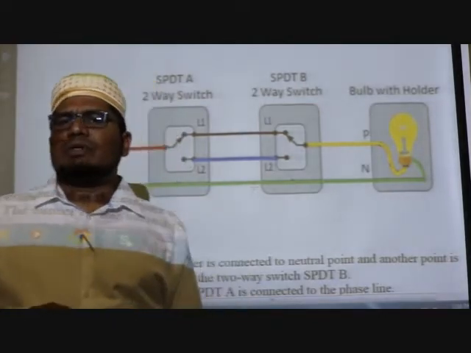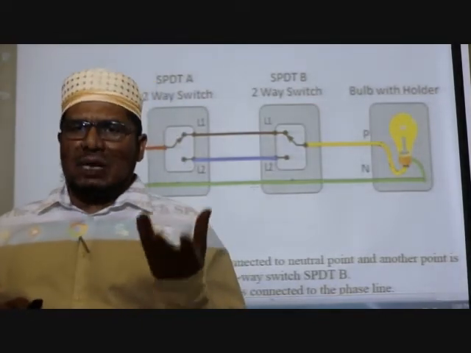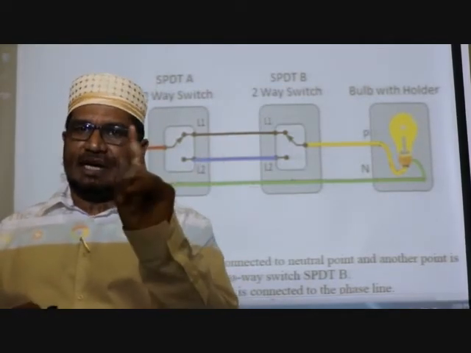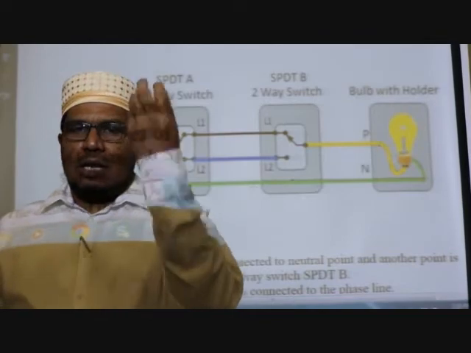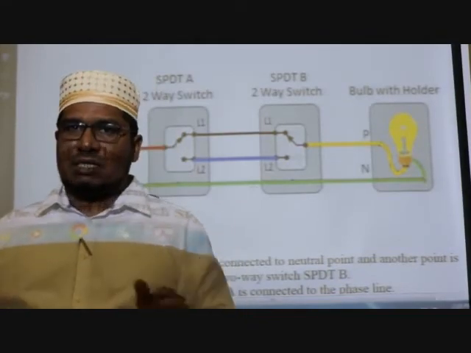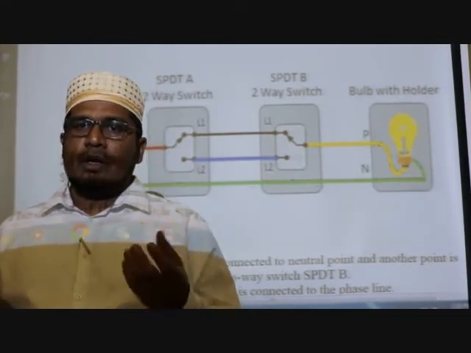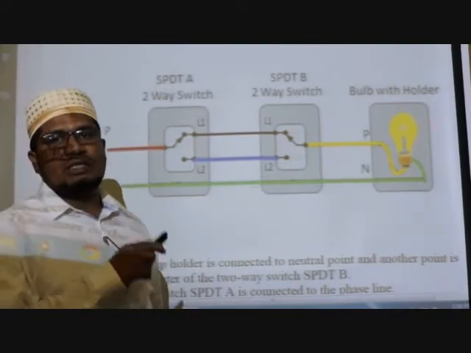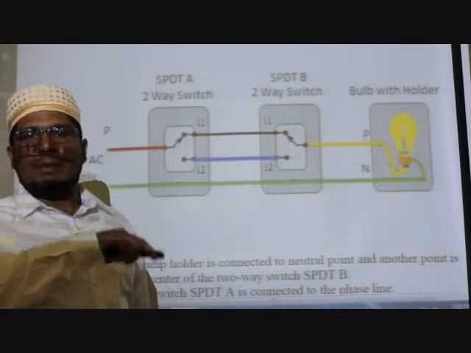So what is the output? If the lamp glows, it is illuminated, then it is called 1, that is on. The lamp being on is 1, we can take in a digital circuit. When the lamp is off, there is no illumination, the light is not glowing, then it is 0. So we have output only 2 values, 0 or 1: lamp on, lamp off.